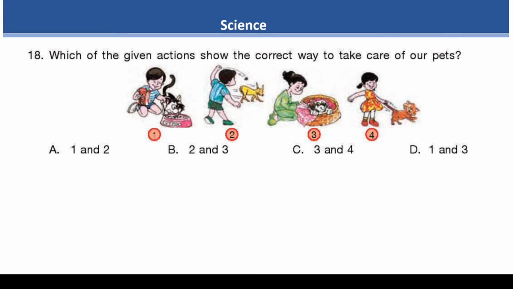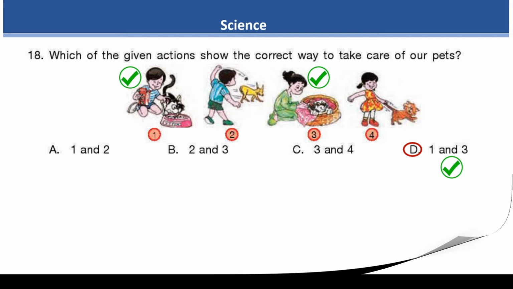Well, this is an easy one but an important one. The right actions are what is given in image 1 and 3. Hence option D is the right answer. Remember, throwing stones at poor animals or troubling them by pulling their tail is a wrong thing. So stop your friends if they are doing it.